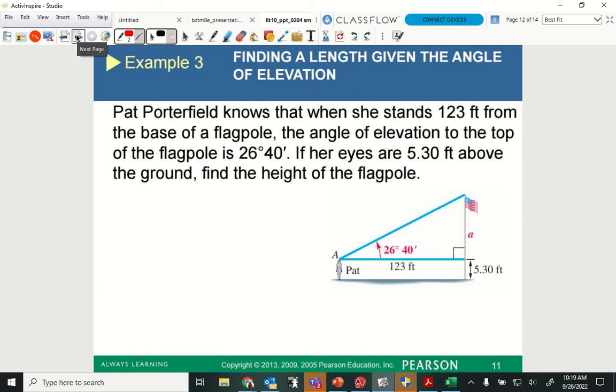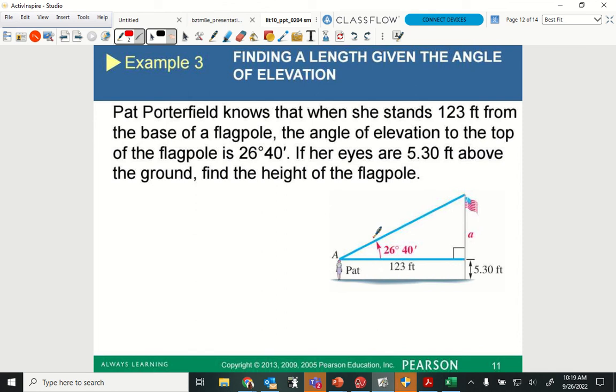Now, right here. Pat Perdery knows he stands 123 feet from the base of the flagpole. It's not even that hard. There you go, 123 feet. Okay, and the angle of elevation from there to the top of the flagpole, so angle of elevation is bottom up, is going to be 26 degrees 40 minutes. If her eyes are 5.3 feet above the ground, find the height of the flagpole.